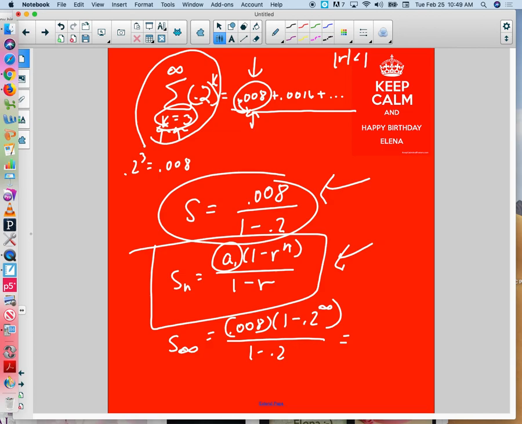0.2 to the third was already 0.008. 0.2 to the fourth was 0.0016. 0.2 to the fifth. What's 0.2 to the 100th going to be? It's going to go smaller and smaller and smaller to where it's not going to make a dent in that.